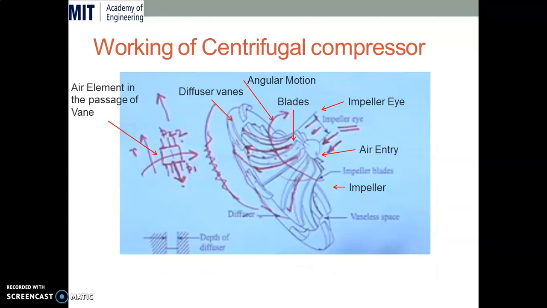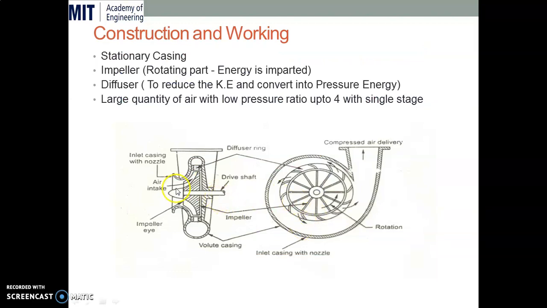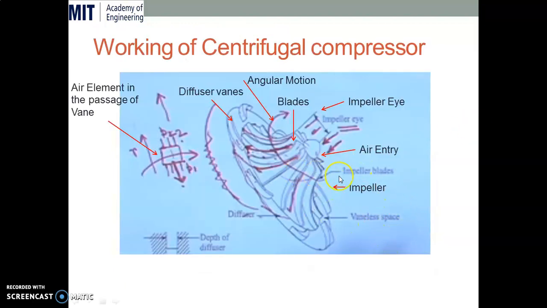Now the very important part, the working of the centrifugal compressor. In this case we have to rotate the impeller by supplying external mechanical energy, by means of a motor. When the impeller starts rotating in this angular motion, what will happen? A suction pressure is created near the eye of the impeller, and the atmospheric air gets sucked in at the impeller eye. The impeller is simultaneously in angular motion, rotating with constant RPM, or constant angular velocity omega, and the air enters at the impeller eye.